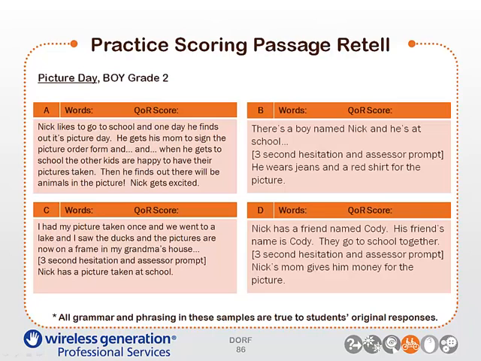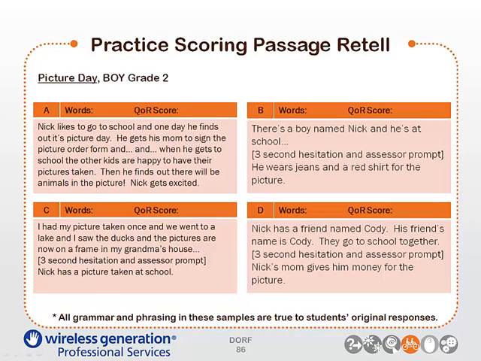Here are some examples of some passage retells. If you look at example A, this would be considered a 4. There were about 56 words, and the teacher would give this a quality of response score of 4. Example B, there are about 19 words that were counted in this retell, and it would receive a quality of response of 2.